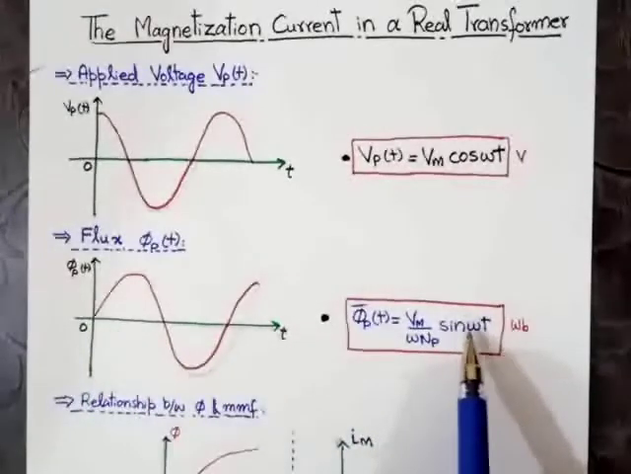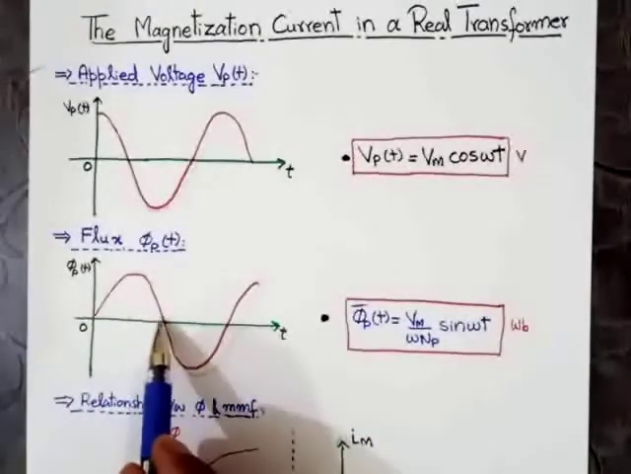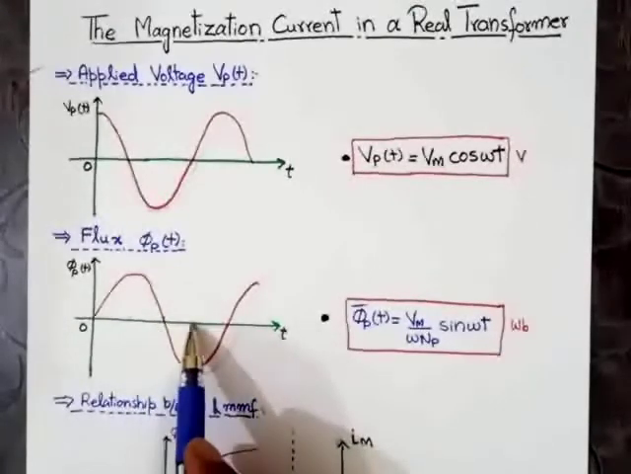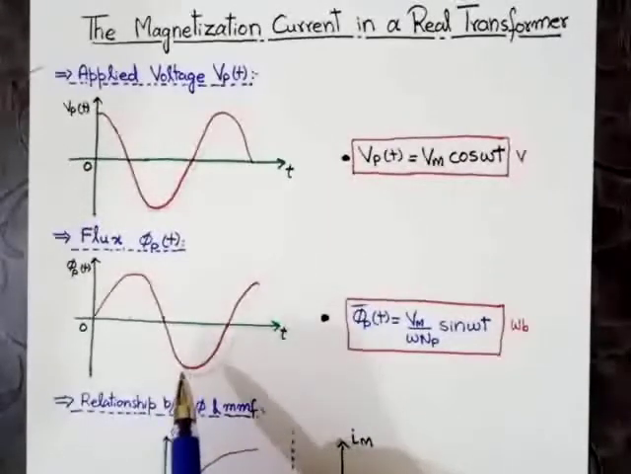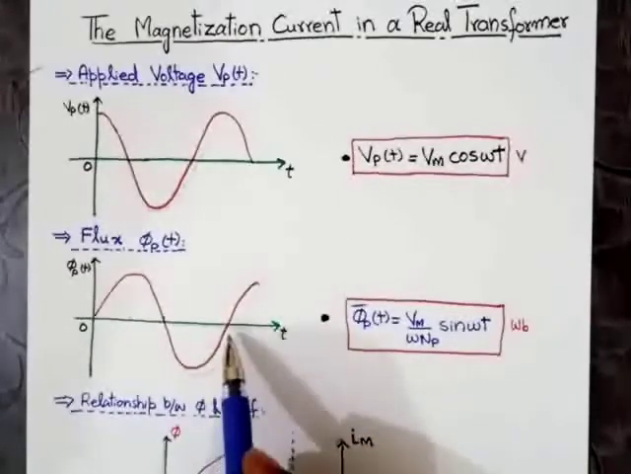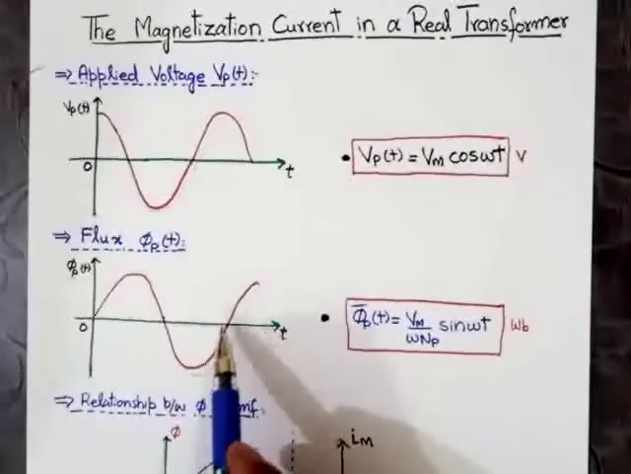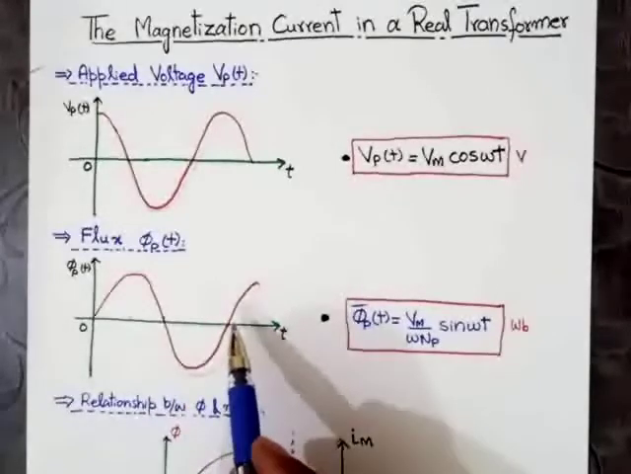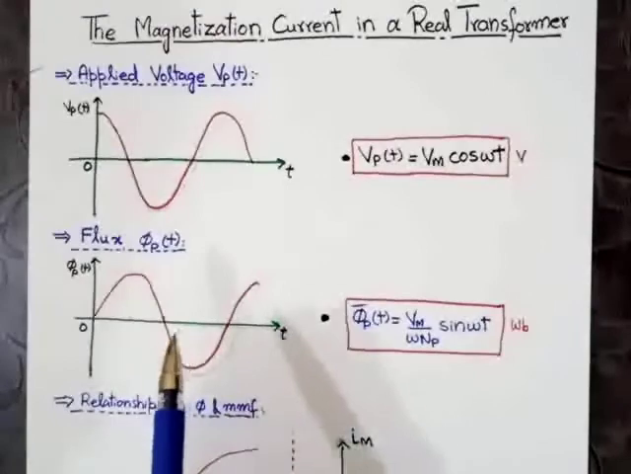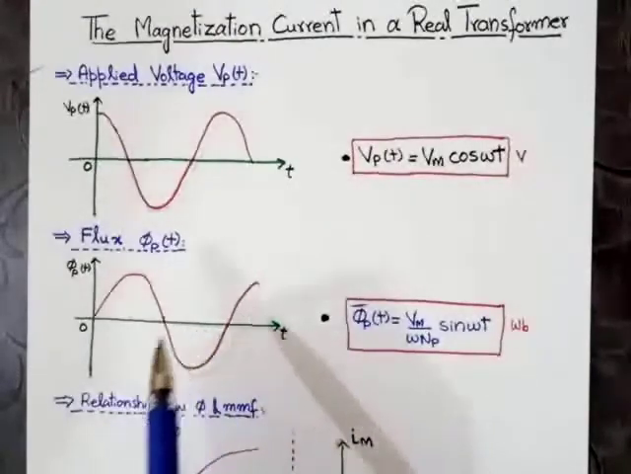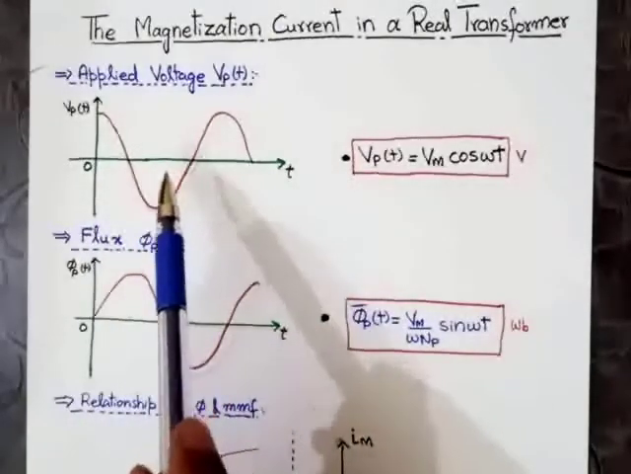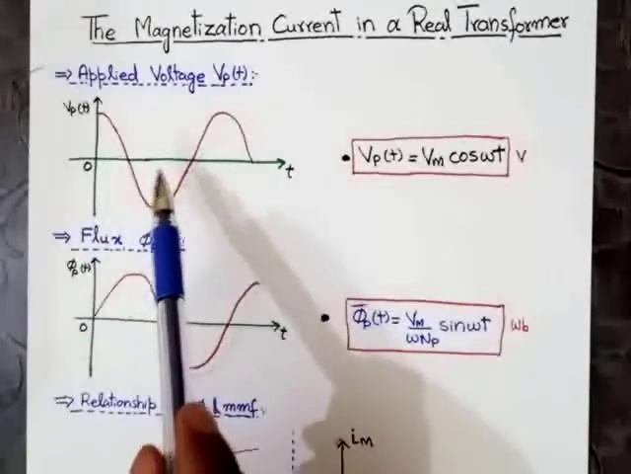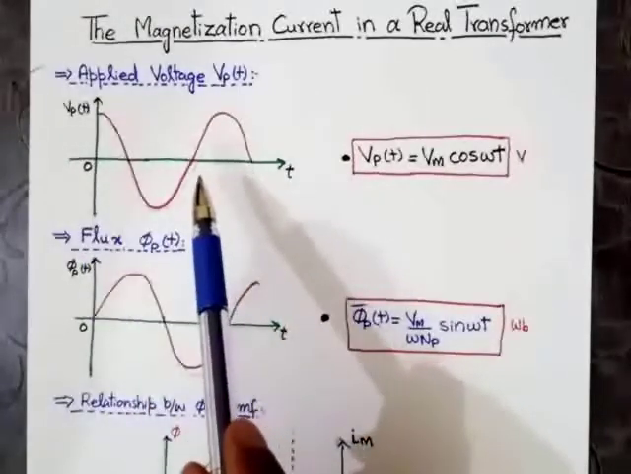At 90 degree, sine will be maximum. At 180 degree, again the value of the average flux will be 0. At 270 degree, the value of the average flux will be maximum but in negative direction. Again at 360 degree, the value of the average flux due to primary circuit will be 0. So this is the waveform of the average flux due to primary circuit. This is the waveform of the applied voltage in the primary circuit.